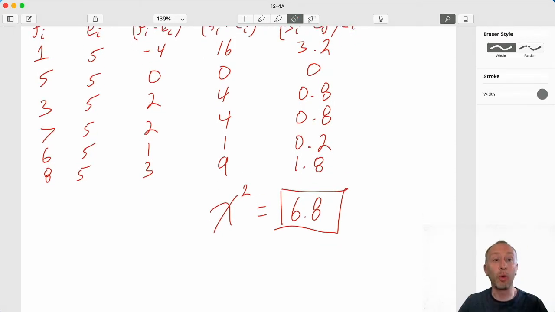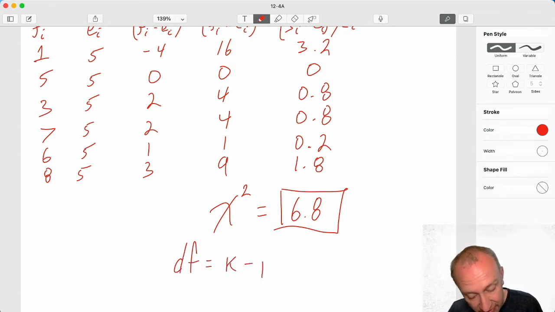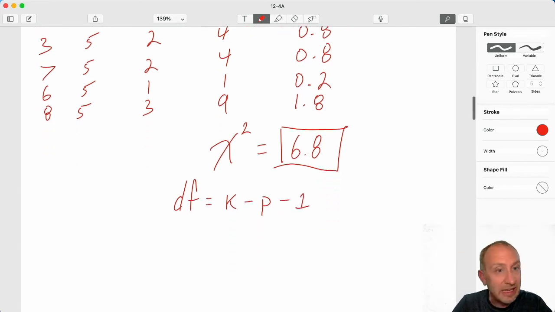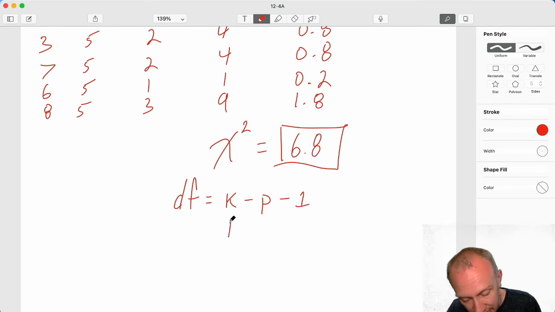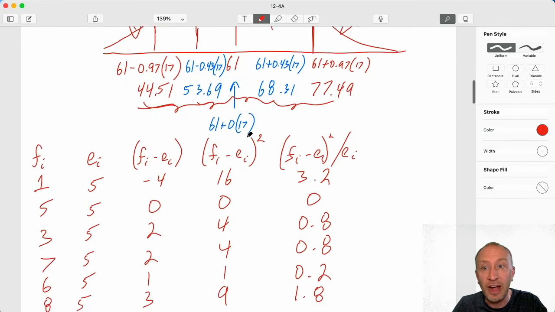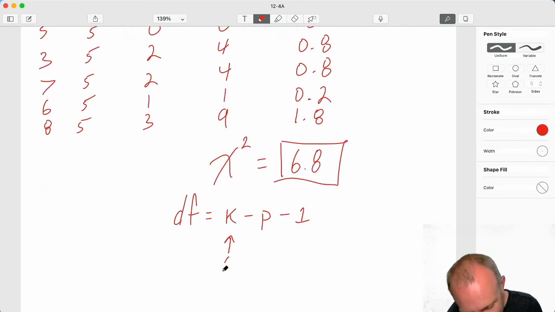So we need to know which chi-squared distribution is relevant for this test, so we need the degrees of freedom. Well, the degrees of freedom for this particular test can be given by k minus p minus 1, where k is the same as it's always been. This is the number of categories. The number of categories here is defined by the number of intervals that we are working with. So for us, we defined 6 intervals. So I have 6 categories.